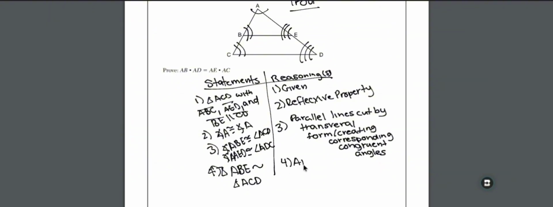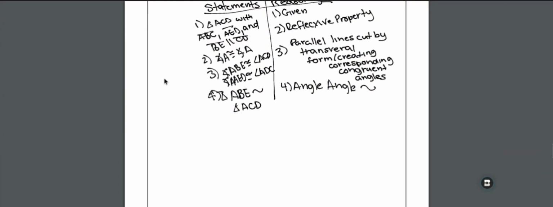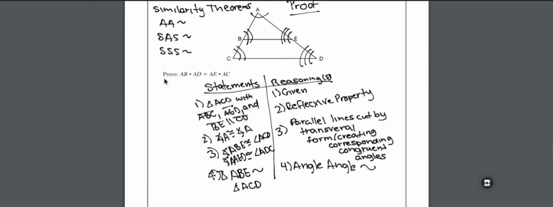Why? Because of angle similarity. Remember your similarity theorems. I'm going to tell them all to you right now, like I told you your triangle congruency theorems. I'm going to write them on the side. So for similarity theorems, you have angle similarity, you have side similarity, and you have side similarity. Okay? Now, I've proven both of my triangles are similar because of angle similarity.